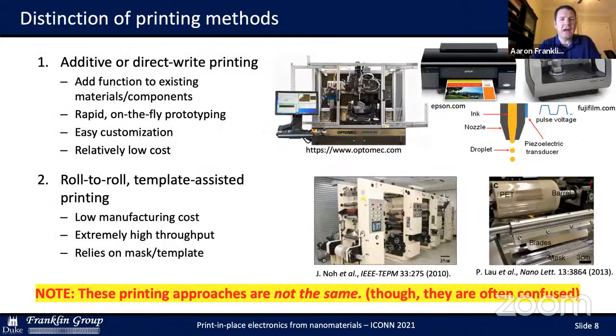So the type of printer that's used to achieve some of these unique functions or application spaces matters a lot when we're utilizing a certain type of ink and whatnot. And the classification into these two categories is relatively rough, but it works reasonably well. So the first is additive or direct write printing. Just as it sounds, this is if I'm going to add some printed functionality to an existing surface.